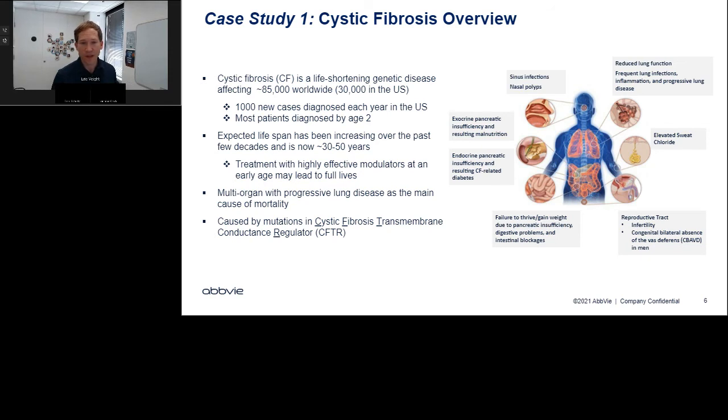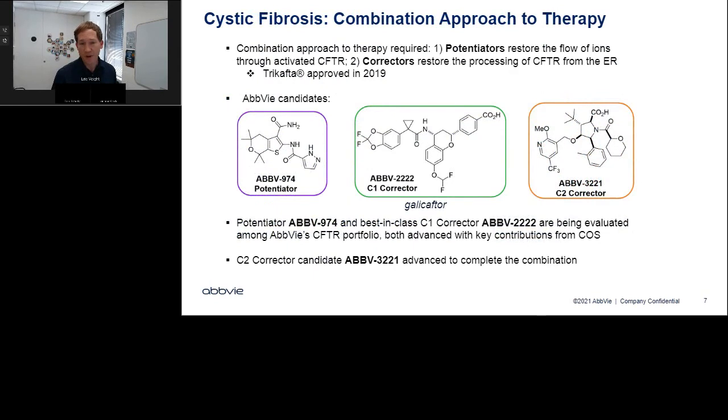So cystic fibrosis is a multi-organ disease that is best known for its effect on the lungs, because that's often what is the cause of mortality. And it's caused by mutations in the cystic fibrosis transmembrane conductance regulator protein, or CFTR for short. So to treat cystic fibrosis, a combination approach has been shown to be the most optimal, where a collection of potentiator and corrector molecules are combined to treat the disease. And the first approval that took this approach was Trikafta, which was approved a couple of years ago.